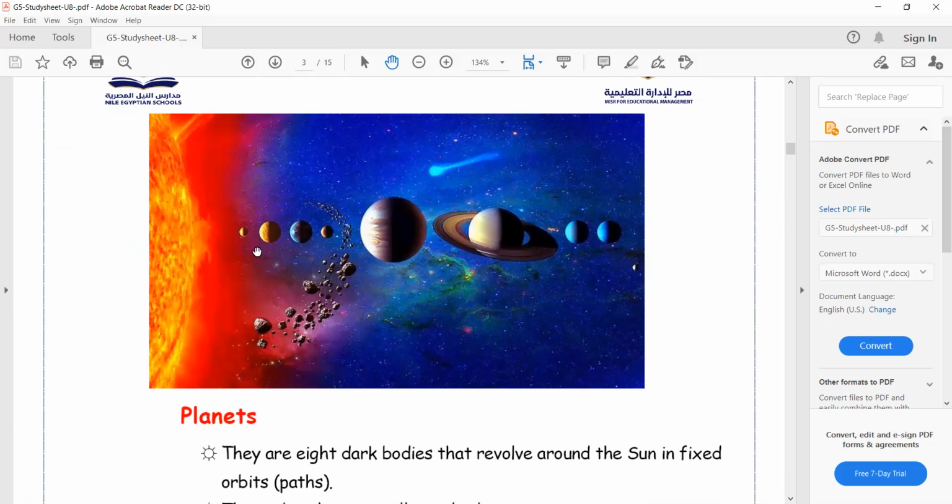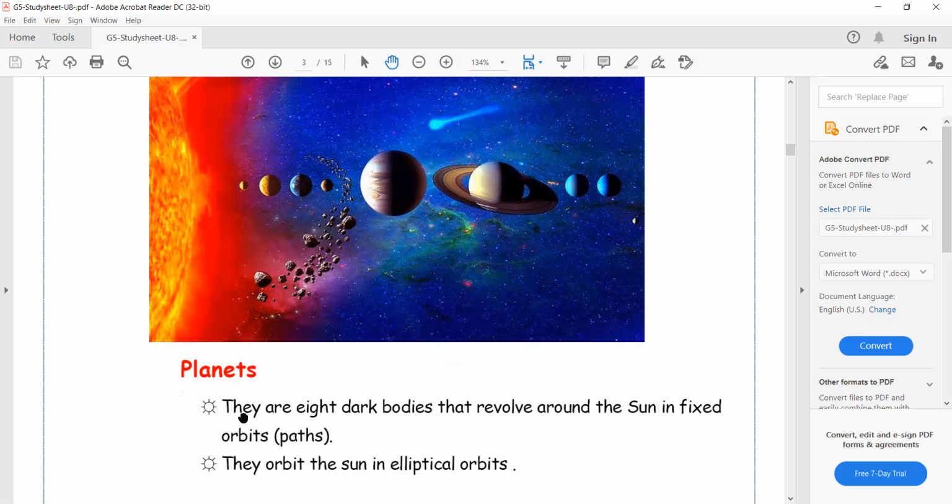Let's take a look at our solar system. Of course, we said the solar system consists of the sun and 8 planets: Mercury, the closest planet, Venus, then the Earth, Mars, Jupiter, Saturn, Uranus, and Neptune. And this belt of rocks forms the asteroid belt, and this is a comet like this one.